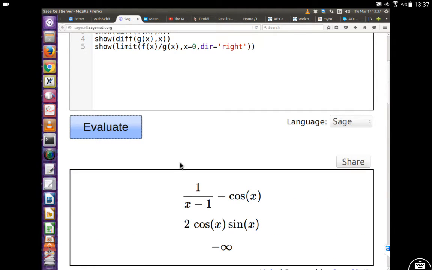Right, it goes to negative infinity. If you graph this, right, you have a vertical asymptote. From the right, it's going down to negative infinity as we approach 0 from the right. As we approach 0 from the left, it's going to go to positive infinity. Why don't we, well, we could graph that and show that.